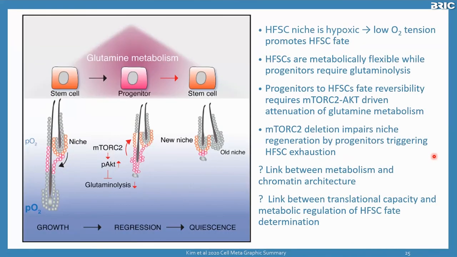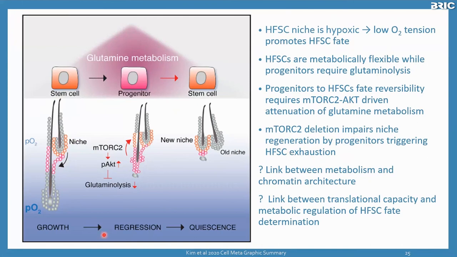So I'd like to summarize the story that I shared so far. So it seems like the hair follicle stem cell niche is hypoxic. This I didn't show here in my talk, but I stained the tissue with hypoxia probe, and I was able to show that the hair follicle niche is hypoxic. And perhaps that's why low oxygen tension promotes hair follicle stem cells. And I also showed that hair follicle stem cells are metabolically flexible, while progenitor cells require glutaminolysis. And this progenitor cell's conversion to hair follicle stem cells requires mTORC2 AKT-driven attenuation of glutamine metabolism. And mTORC2 deletion impairs niche regeneration by progenitors, triggering hair follicle stem cell exhaustion.